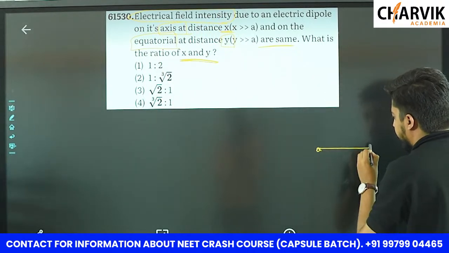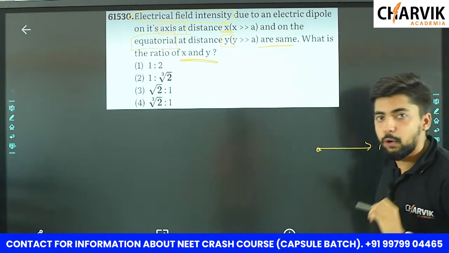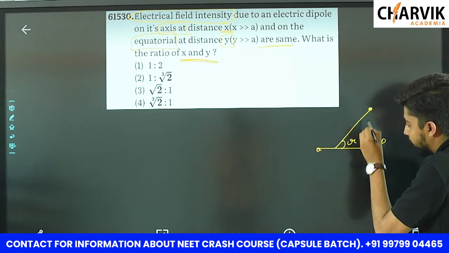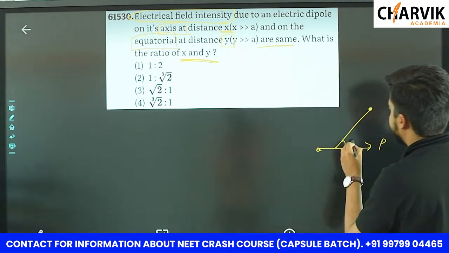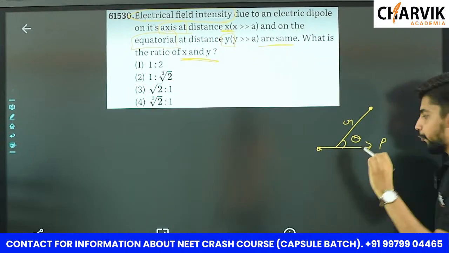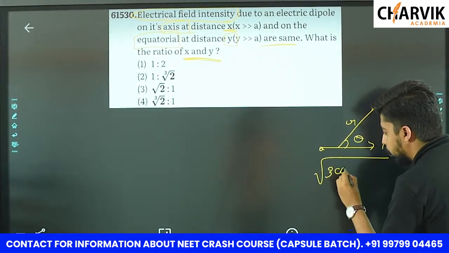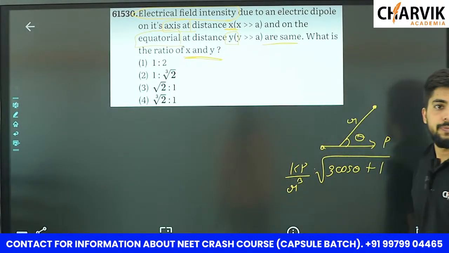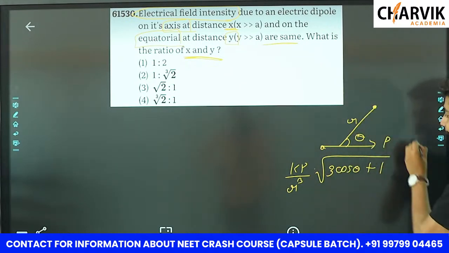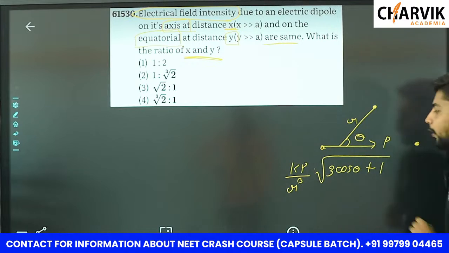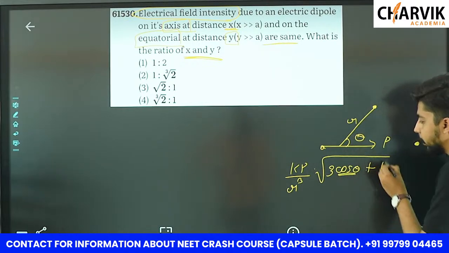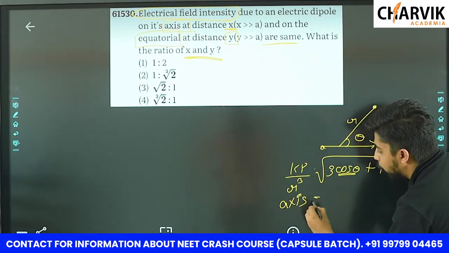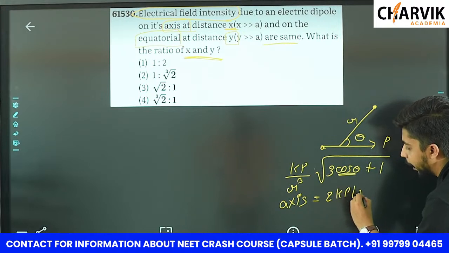So let us say we have a dipole moment P, and for this dipole moment P, if you need to find the electric field at any point which is at angle theta and at distance r, the formula for that is under root of 3 cos squared theta plus 1, into kp divided by r cube. And now if you want to find it for the axis line, theta becomes 0 and cos 0 is nothing but 1, and 3 plus 1 is 4, and under root 4 is 2. So for the axis we can say the formula will be 2kp divided by r cube.